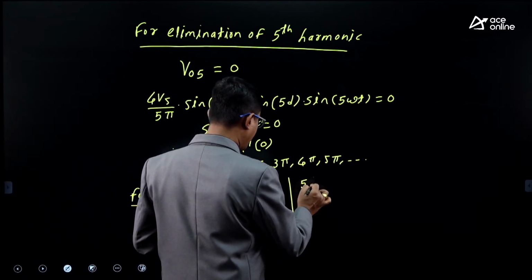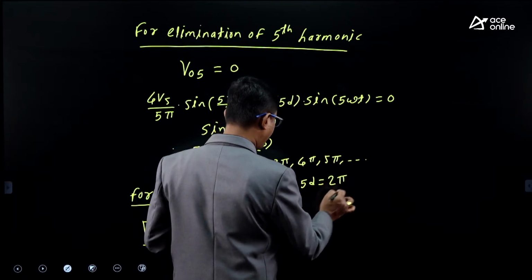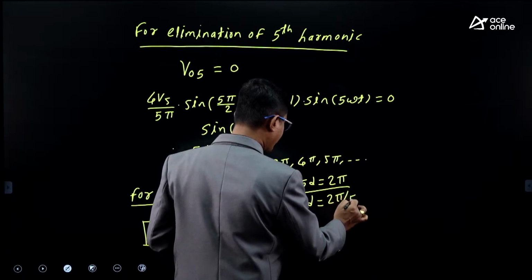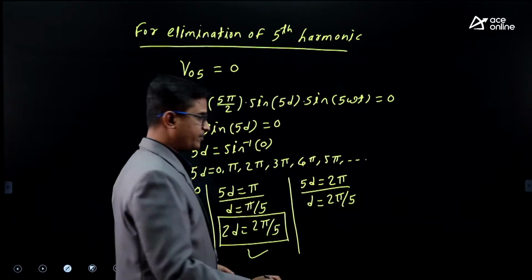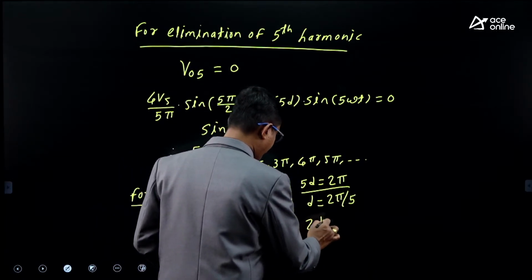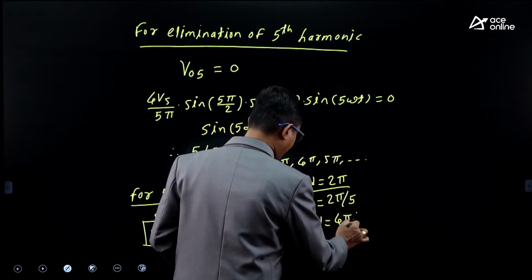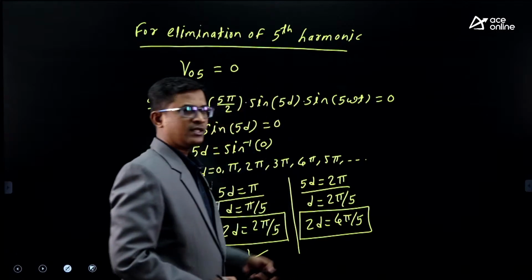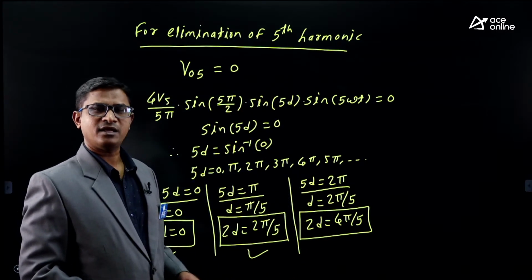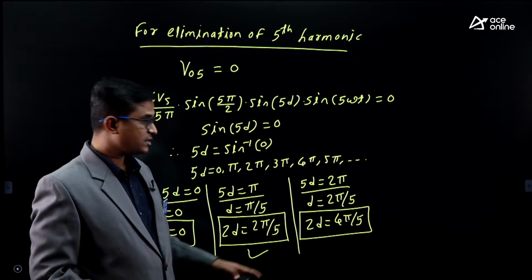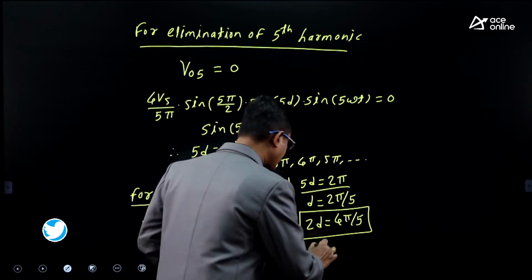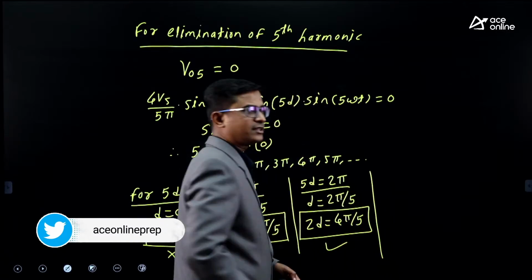Similarly, 5D is equal to 2 pi. D is 2 pi by 5. What is 2D? 2D is 4 pi by 5. So pulse width is 4 pi by 5. Tell me, is this less than pi or greater than pi? This is less than pi. It is 144 degree, which is less than 180 degree. So this is also a valid pulse width.